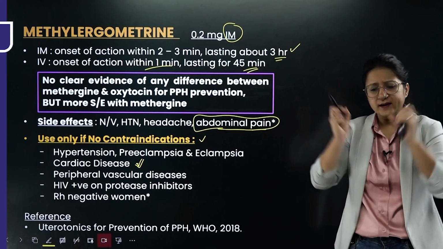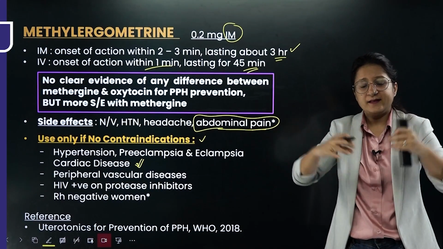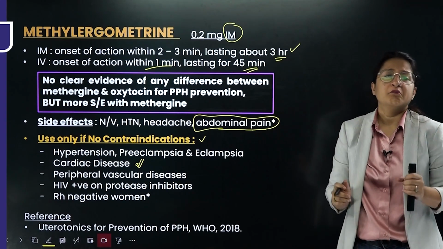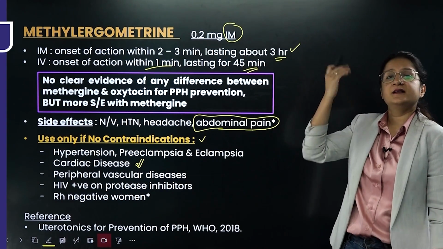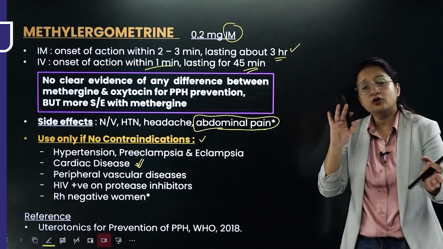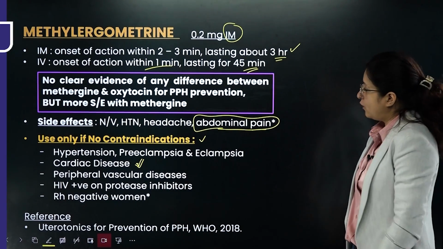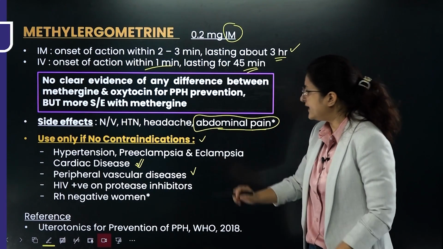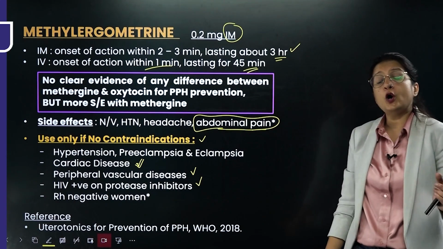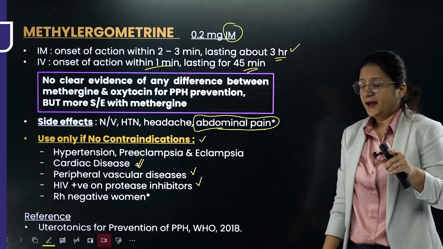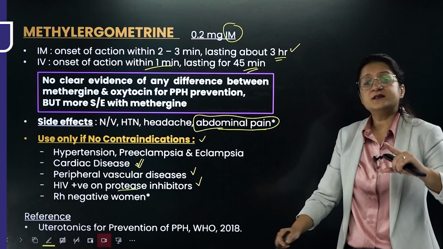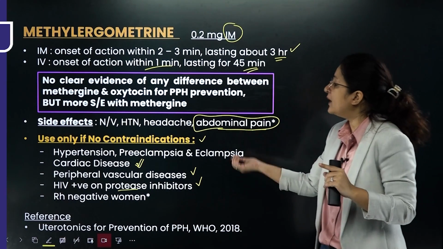And also when it tonically contracts the uterus, right, there's all this extra blood in the uteroplacental circulation, and that, you know, seeps into the maternal circulation, further increasing the venous return, and that is also going to be a problem with patients of cardiac disease who cannot tolerate these fluctuations of blood pressure. Then it is contraindicated in patients with peripheral vascular diseases, HIV positive patients on protease inhibitors. Okay, because both together, protease inhibitors and methergin, they cause hypertension as a side effect. So it can compound the hypertension.